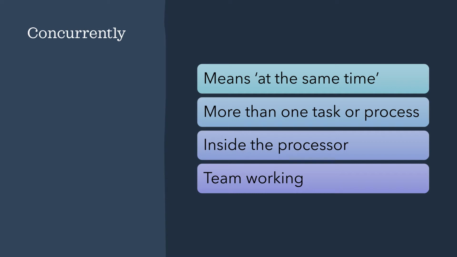Concurrently simply means at the same time. We sometimes use the word parallel for two things going on at the same time, more than one task or process happening at the same time. That's all it means. And it's used in two completely different contexts in computer science. Concurrent processing goes on inside the workings of the computer, inside the processor, and it's also a tactic employed by programming teams when they're writing software.